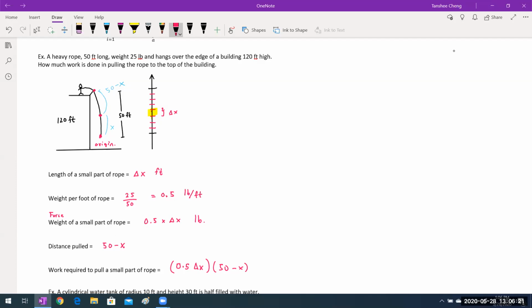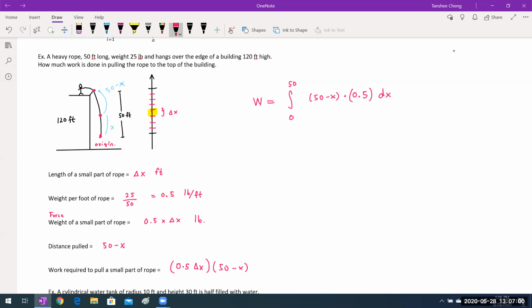And what we are interested in is doing all of this together, every little part together. So the work required to move this whole entire rope will be considered as the integral, with limits from 0 to 50 feet, of all of these portions added up together, which is going to be the force times the distance. So it will be 50 minus x times 0.5, and then delta x becomes dx.